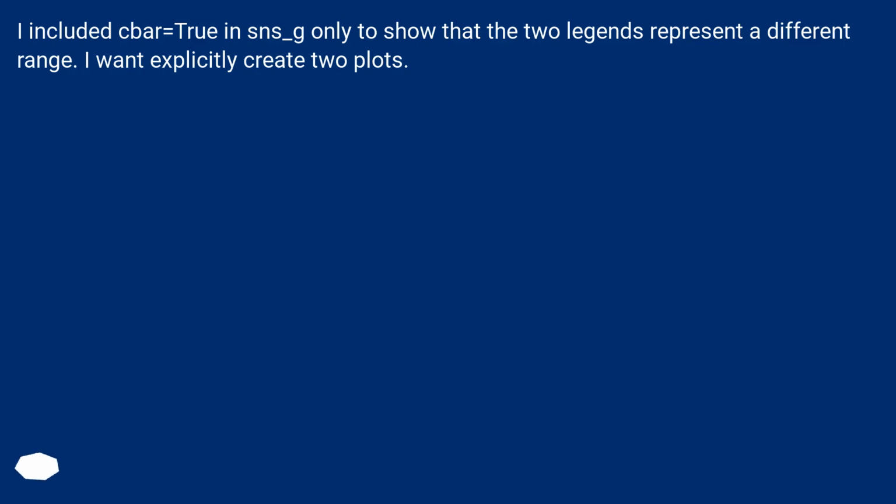I included cbar equals True and sns.g only to show that the 2 legends represent a different range. I want to explicitly create 2 plots.